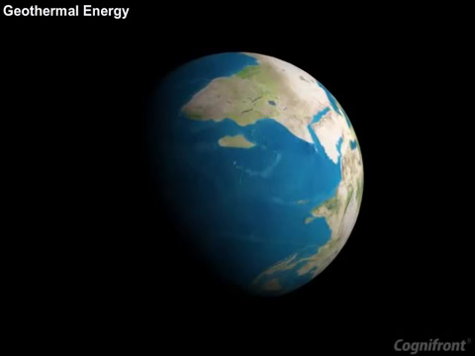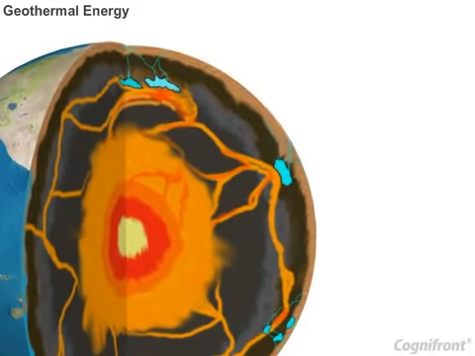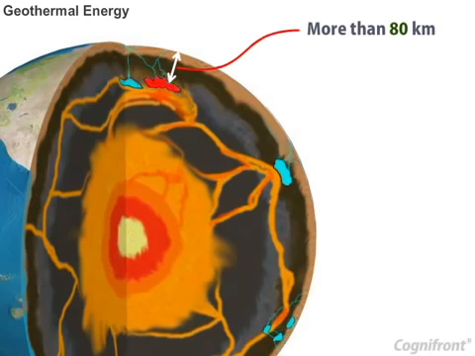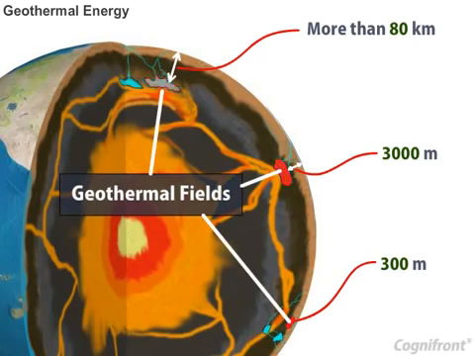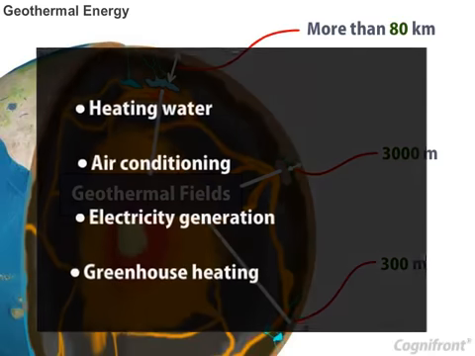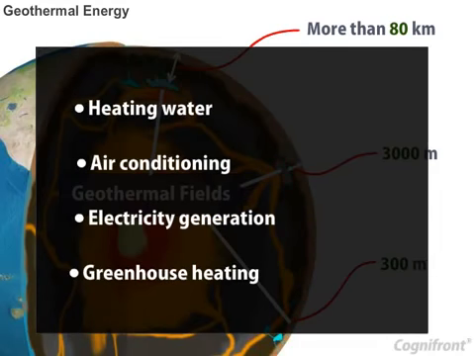Geothermal energy is the heat energy acquired by the earth. Here, the source of the heat is earth, hence the name is geothermal. Heat inside the earth is available at a depth of more than 80 kilometers. In some locations, it is available at a depth from 300 to 3000 meters. Such locations are referred to as geothermal fields. Geothermal energy is used for heating water, air conditioning, electricity generation, greenhouse heating, etc.